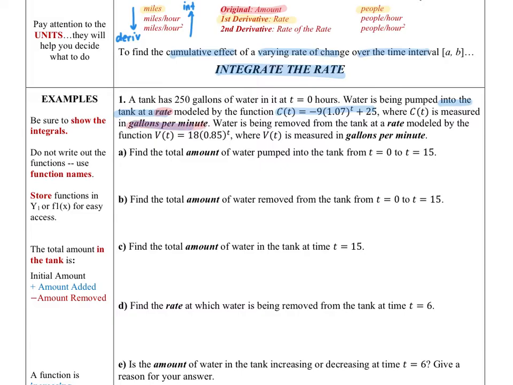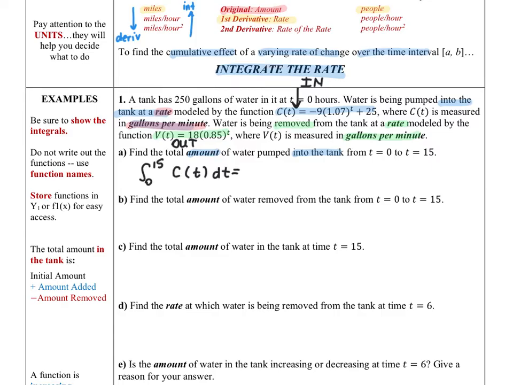At the same time, we have water being removed from the tank. So we have a removal rate of V of t, again measured in gallons per minute. So we've got one rate that's adding water into the tank, and we've got another rate that's removing water from the tank. Part A is asking for the total amount of water that's being pumped into the tank. So I'm just going to focus on this rate that's bringing water in, the C of t. And I know if I want to go from gallons per minute to gallons, because that's going to be our amount, I'm going to have to integrate that rate.